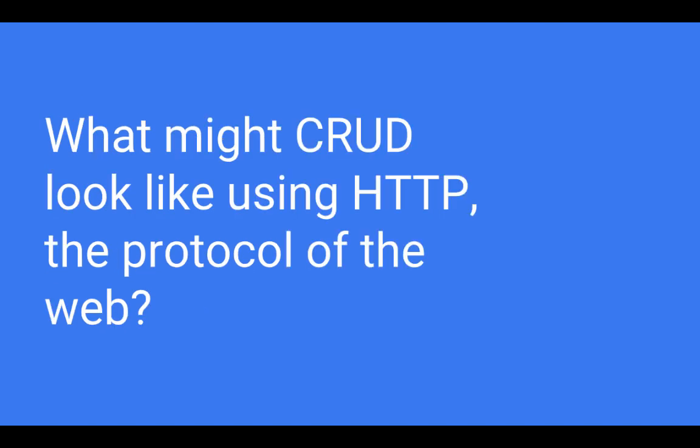So what does CRUD look like when using HTTP? This API right here is all based on HTTP. I'm making an HTTP request using get/users. This is like doing a read, and I'm sending down a list of users in JSON format. So this is just the read in CRUD.